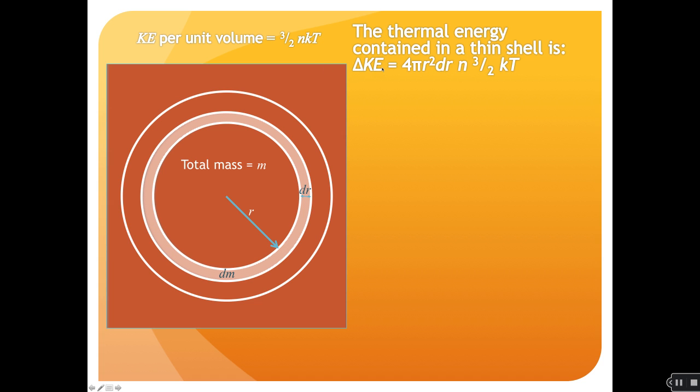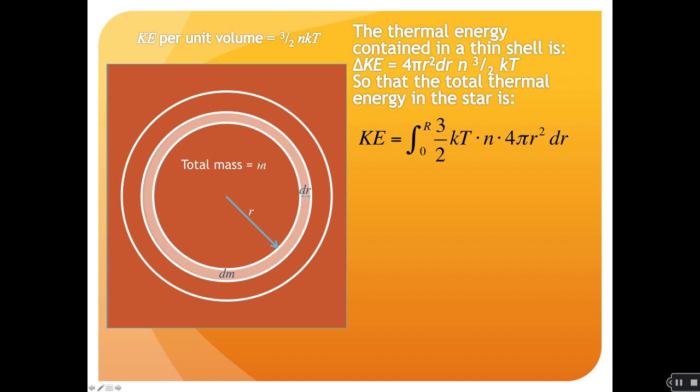Well, that means that the energy in this shell is given by the volume of the shell, right? Which is 4 pi r squared, the surface area, times the thickness. So this is the volume times the number density, so number per volume, times the energy for each particle. And so we can integrate this now. We want to integrate from the center all the way out to the surface. So now we have the integral from the center, r equals 0, to the surface, r equals big R, of 3/2 kT times n times 4 pi r squared dr.